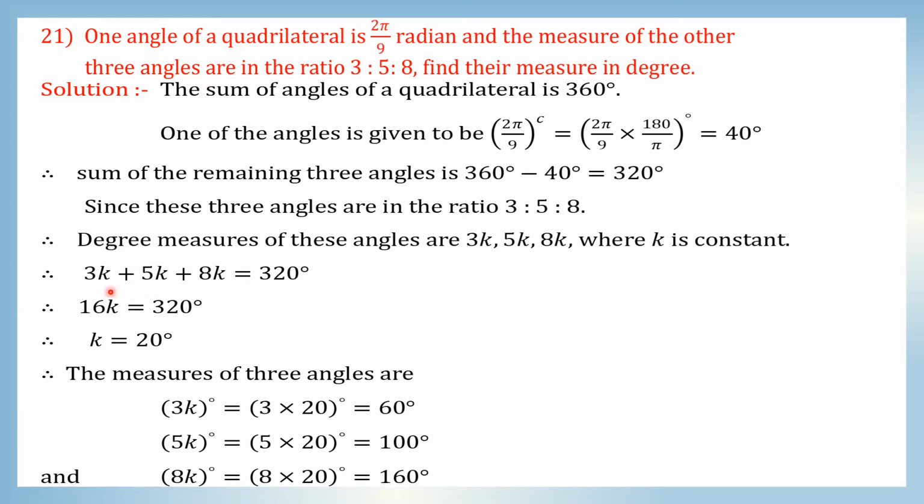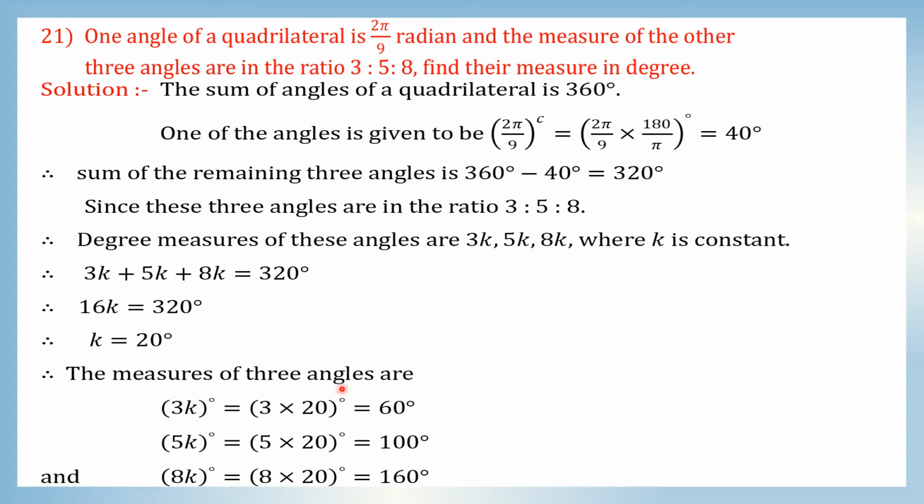Then 3k plus 5k plus 8k equal to 320 degrees. Here is the sum of the remaining three angles. 3 plus 5 is 8, 8 plus 8 is 16. Therefore 16k equal to 320 degrees. Divide by 16 on the RHS, we get k equal to 20 degrees.